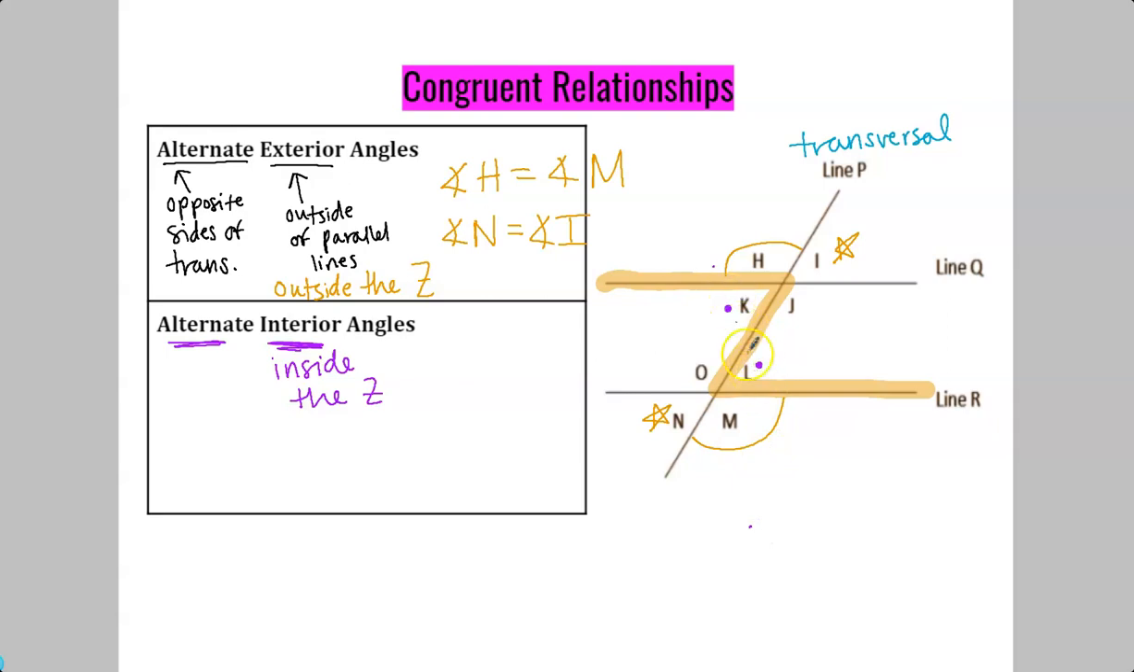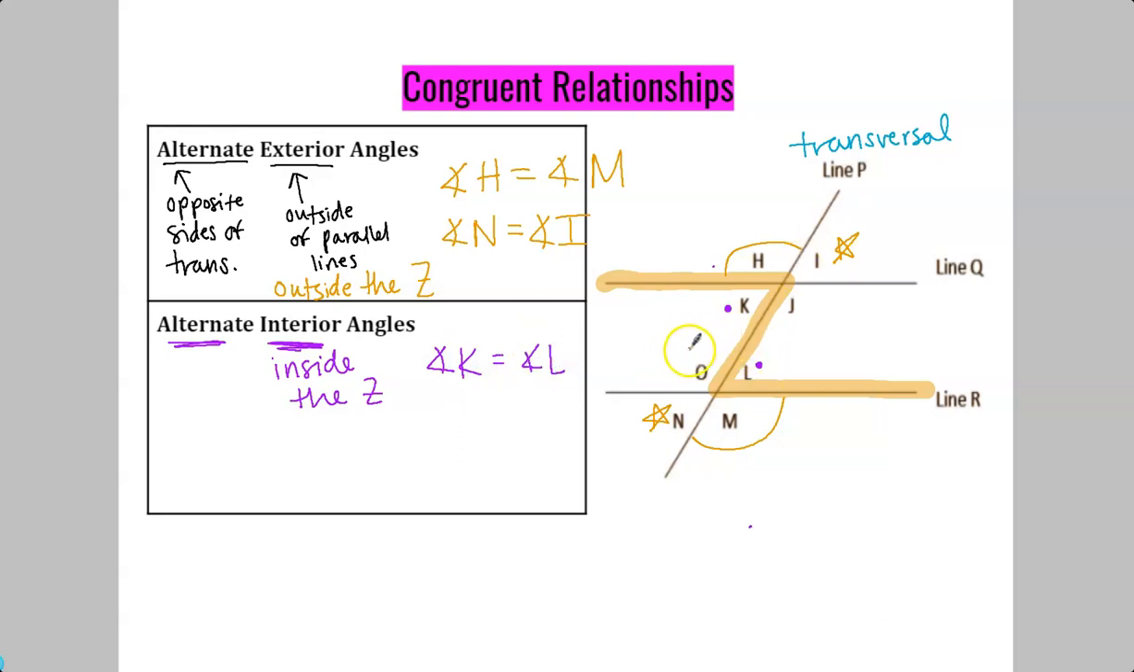So alternate sides and on the inside here. And also if you just look at the angle, you can kind of tell, okay, this is an acute angle, this is an acute angle. Those two do visually look the same. So we could say angle K is equal to angle L.